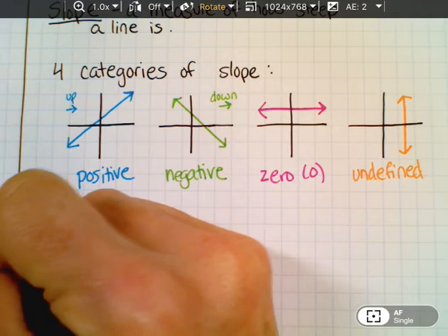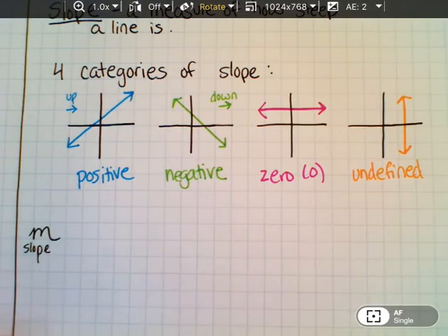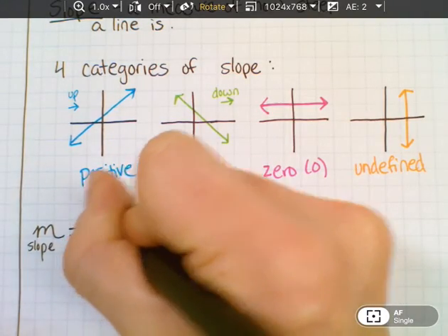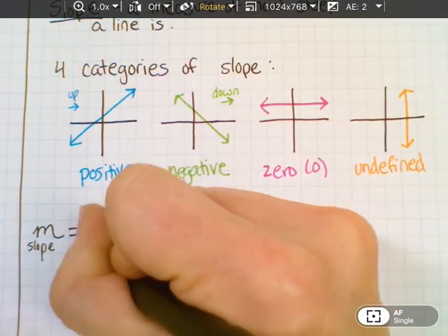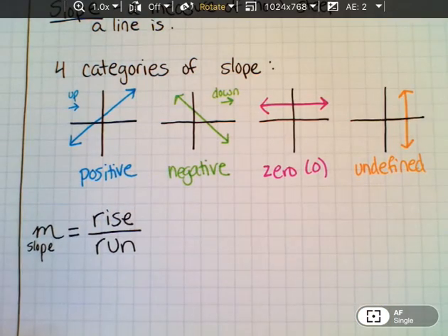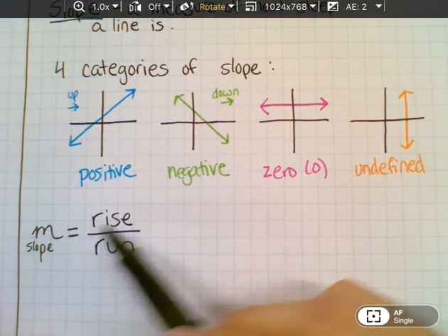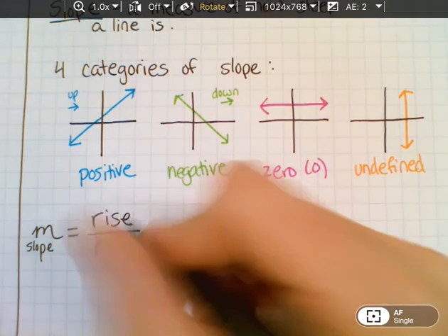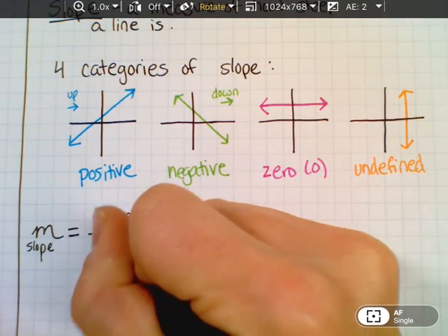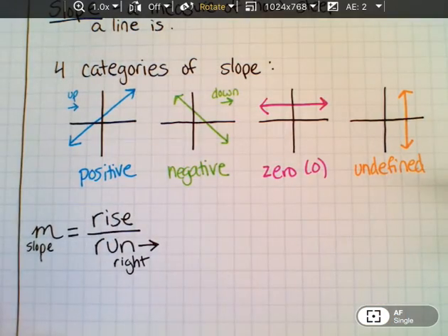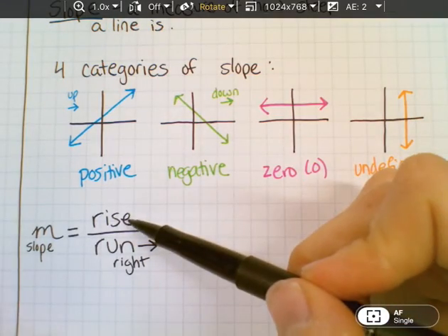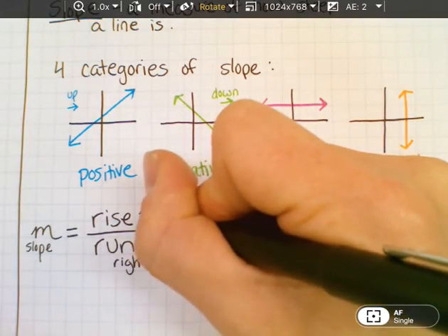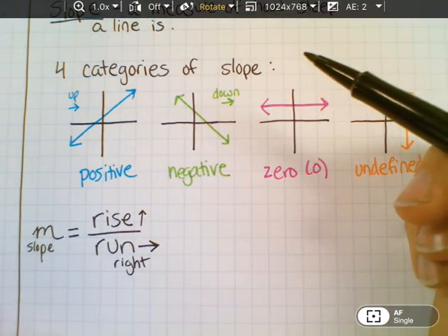M stands for slope. I do not know why. If you want to research that and get back to me, that would be cool. But we use M to stand for slope. And I'm sure you've heard this before, that slope equals rise over run. You're going to hear me say that a million times. Slope equals rise over run. We always run to the right every single time. And that's because we read lines from left to right. So it's really rise over run, right? So if we rise up, we're dealing with a positive slope.